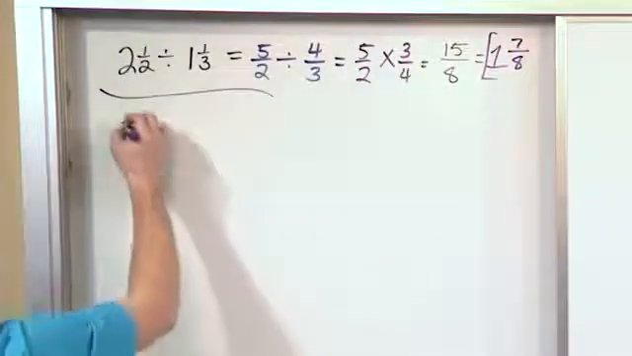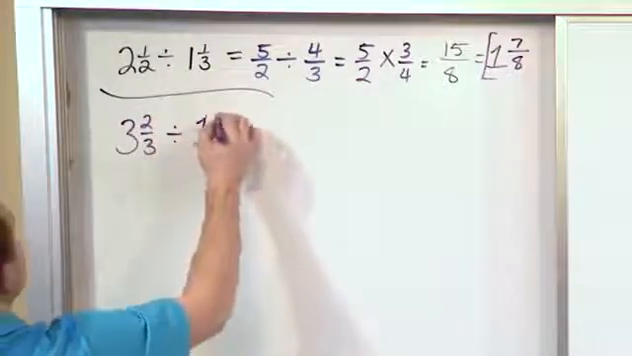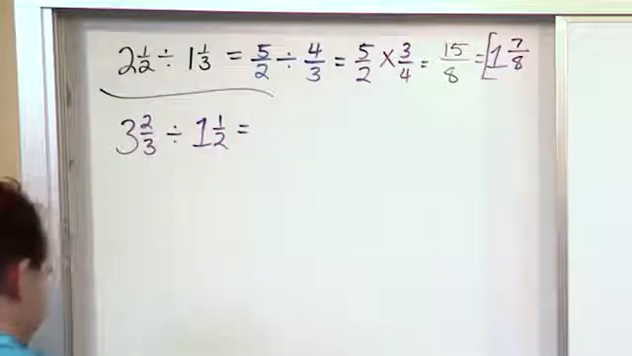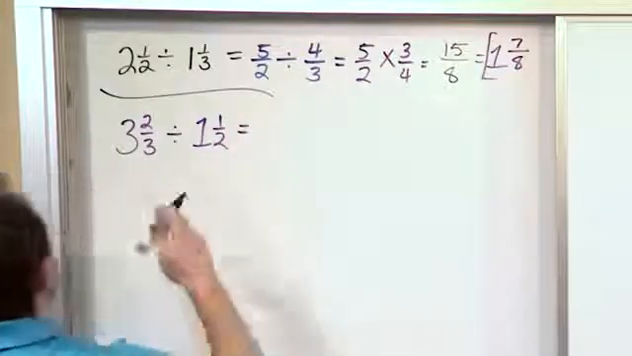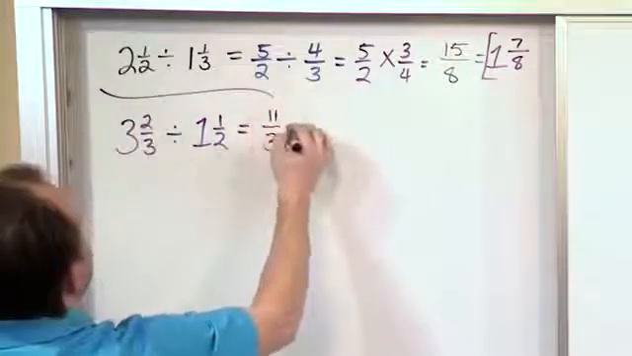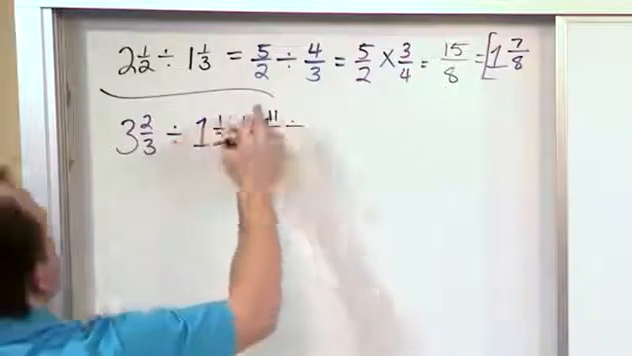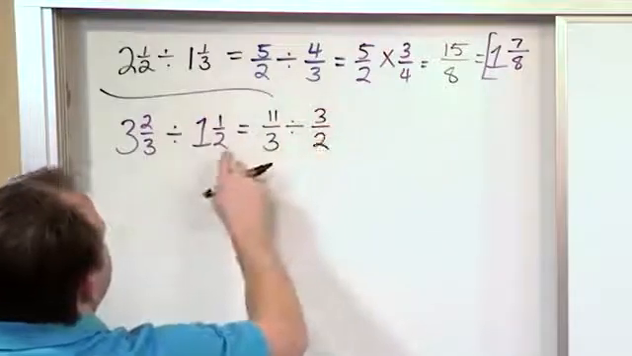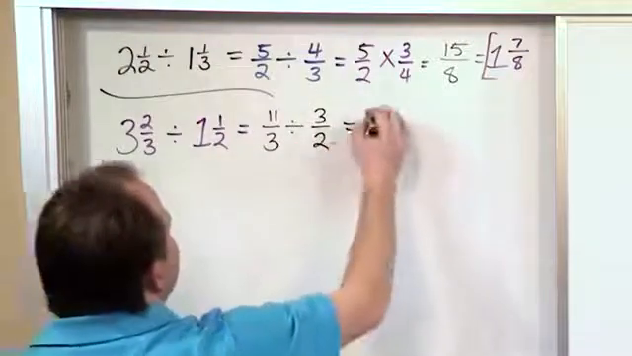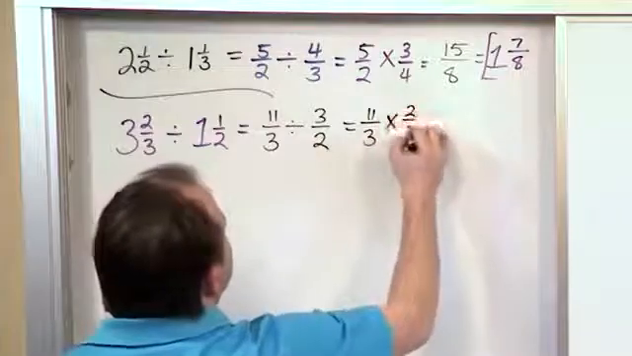What if you had 3 2/3 divided by 1 1/2? Like that. Well, the same sort of thing would happen. We take the mixed numbers, 3 times 3 is 9, plus 2 is 11, and we write it over 3, and then we divide by this one. 1 times 2 is 2, plus 1 is 3, and we write it over the 2. Now, we change this to multiplication, so we'll have 11/3 times, and we flip this one to 2/3.